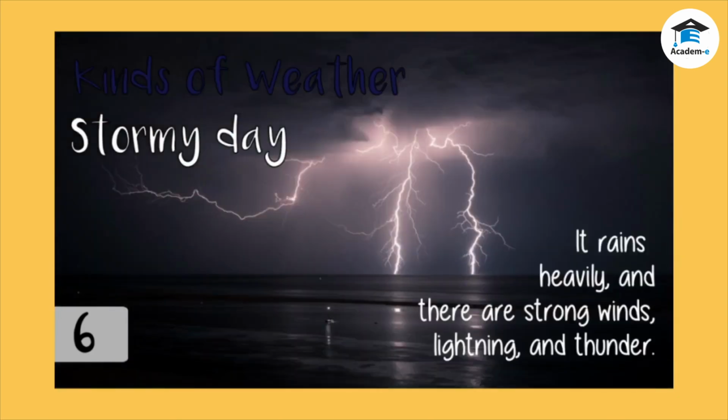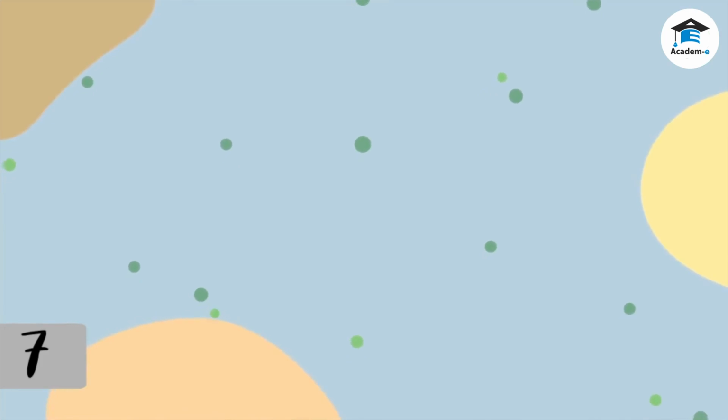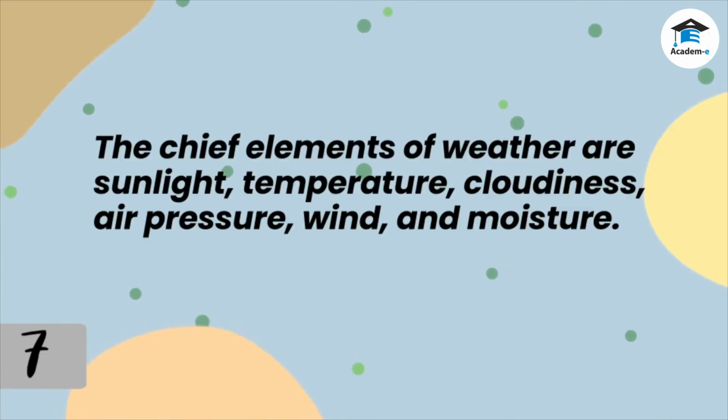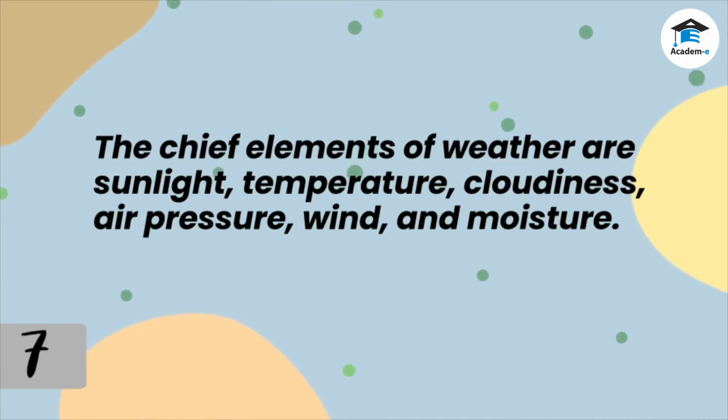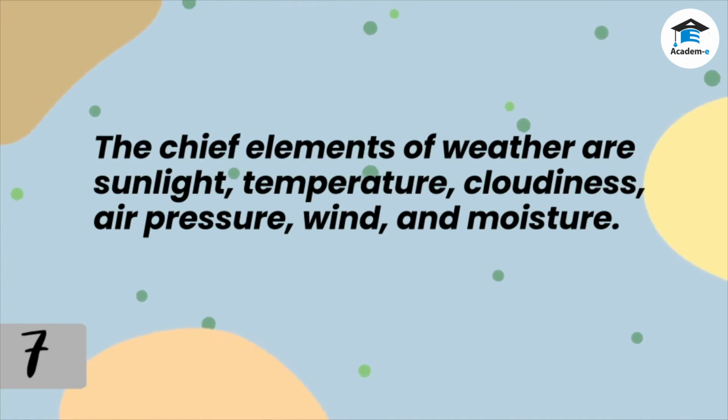This is a stormy day. It rains heavily, and there are strong winds, lightning, and thunder. Branches of trees may twist and break during this weather. There are no classes on this kind of weather. Children need to stay home to keep safe. Scientists made instruments to obtain more accurate information on the different elements of weather. The chief elements of weather are sunlight, temperature, cloudiness, air pressure, wind, and moisture.